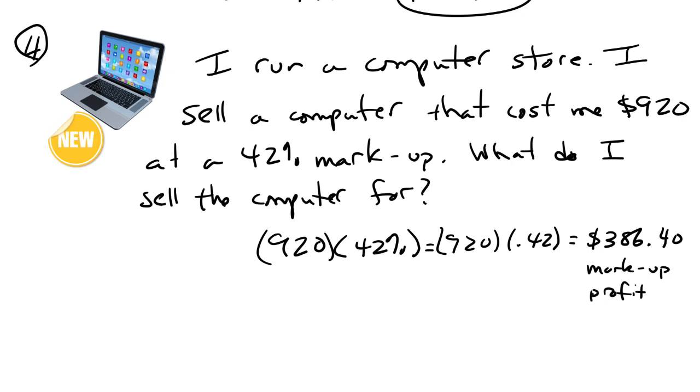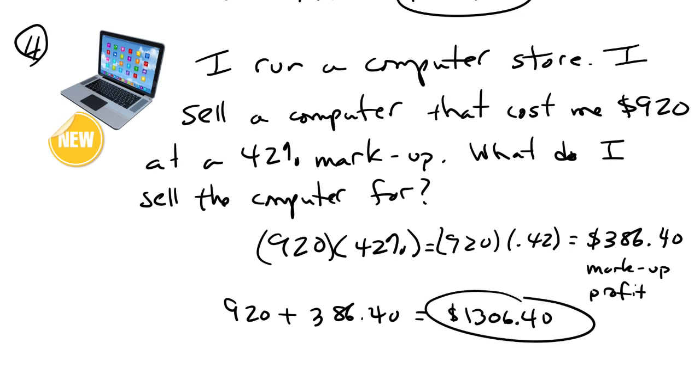The store has to make a profit or you won't stay in business. So we then take 920 and we add this markup amount. And when we do, we get $1,306.40. That's what we would sell the computer for in our store. Markup is added to the cost of the product.